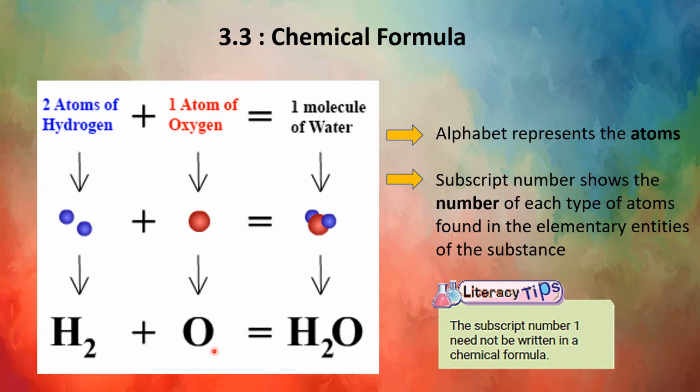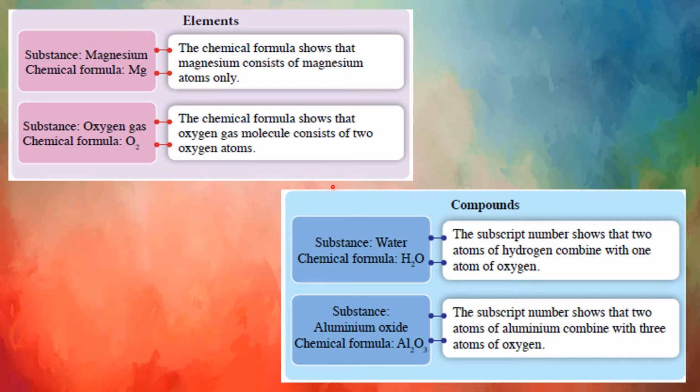For O there is no number written, because the subscript number 1 need not be written in a chemical formula. So we understand that it has 1 atom only. So for H2O, it means 2 atoms of hydrogen combine with 1 atom of oxygen. These are the examples of elements and compounds in chemical formula.